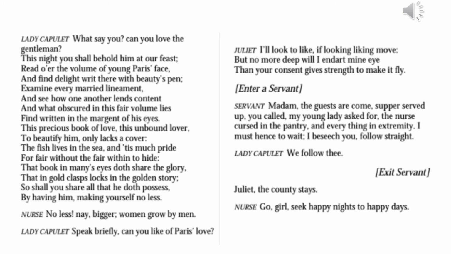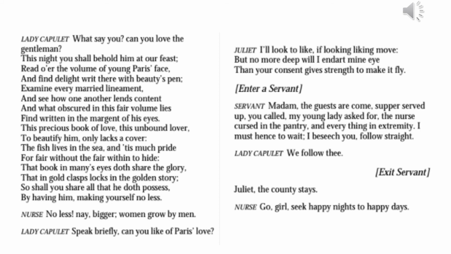attractive. Read o'er the volume of young Paris's face, and find delight writ there with beauty's pen. Examine every married lineament, and see how one another lends content, and what obscured in this fair volume lies, find written in the margent of his eyes. This precious book of love, this unbound lover, to beautify him only lacks a cover. The fish lives in the sea, and 'tis much pride for fair without the fair within to hide. That book in many eyes doth share the glory, that in gold clasps locks in the golden story. So shall you share all that he doth possess, by having him making yourself no less. Ha! No less? Nay, bigger.